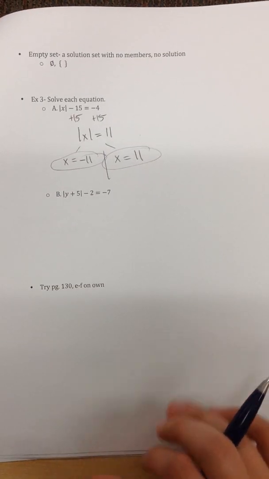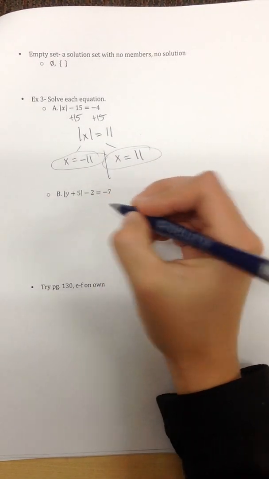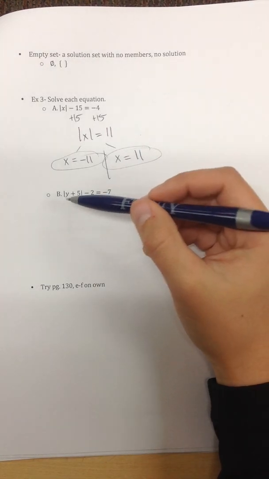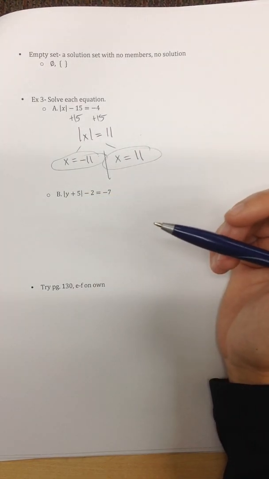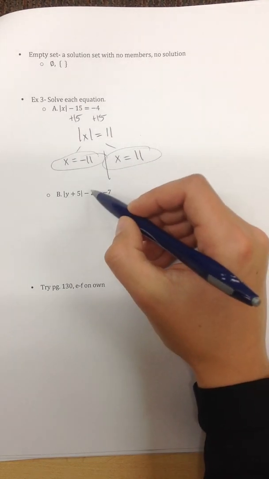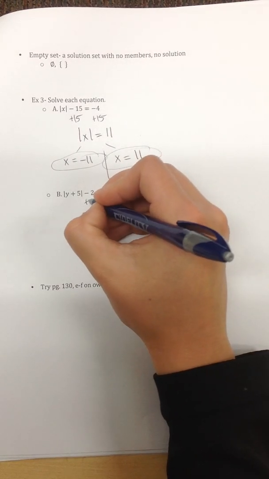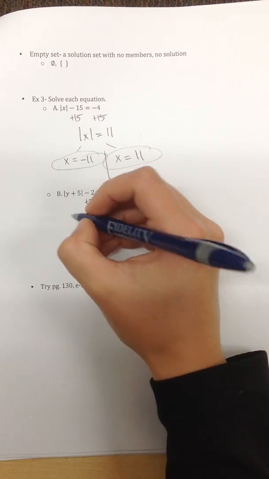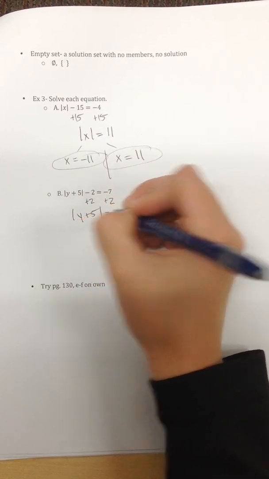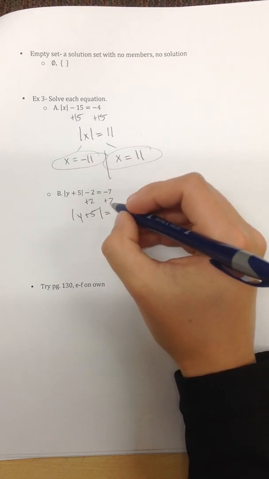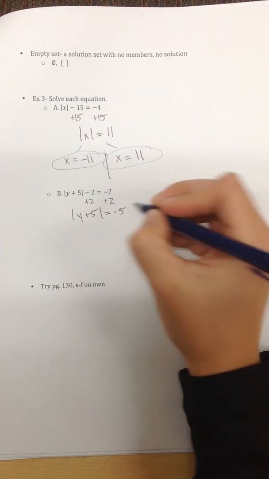Okay, and then B here, I'm going to get the absolute value by itself. So I got absolute value of y plus 5, and then minus 2 is equal to -7. So I'm going to start by getting rid of subtract 2. I'm going to add 2 to each side. So I have absolute value of y plus 5 is equal to, and then -7 plus 2 would be -5.